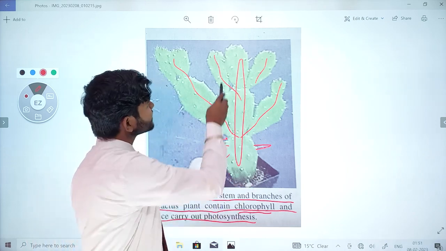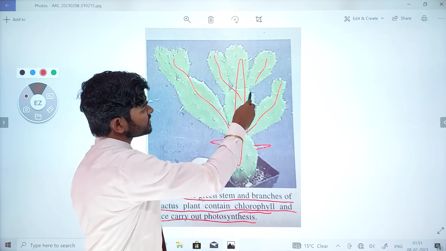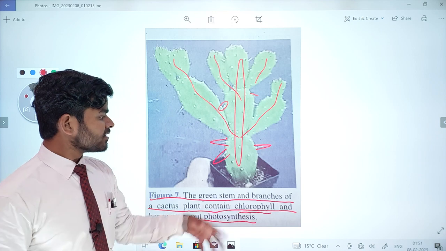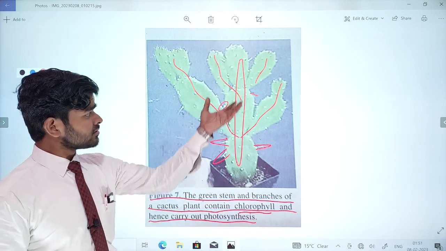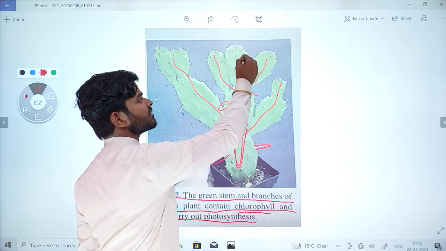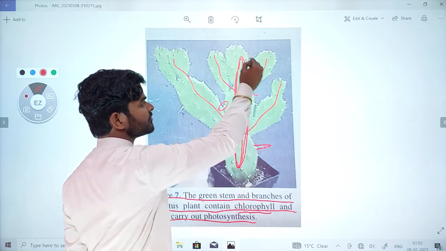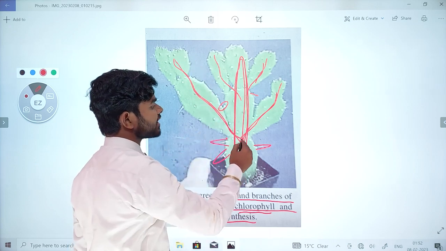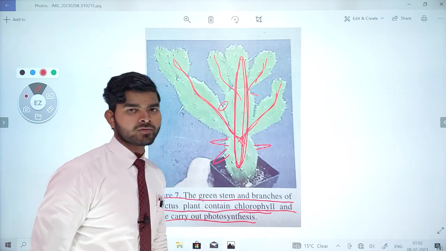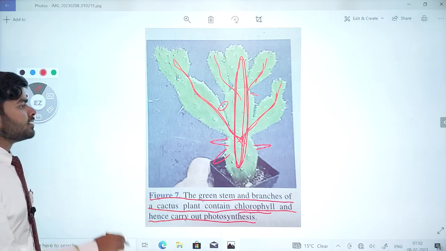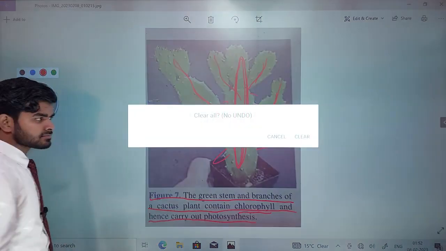You can see here. So how can other parts make food, since the leaves are modified? Branches can also carry out photosynthesis because they have chlorophyll. I hope you have learned from this particular figure. Okay then.